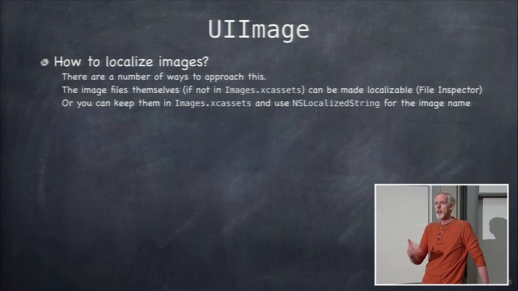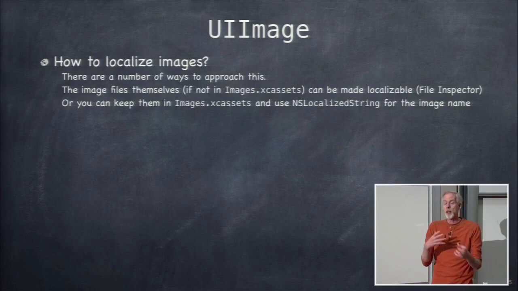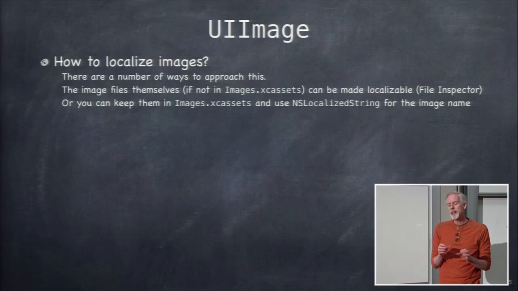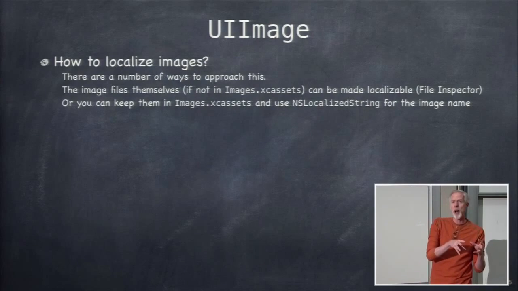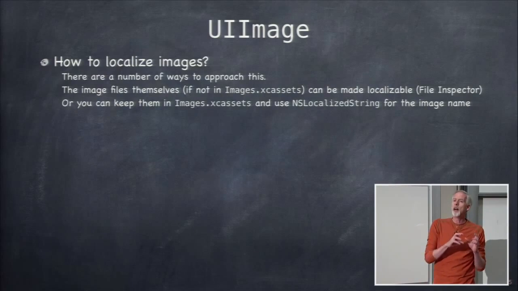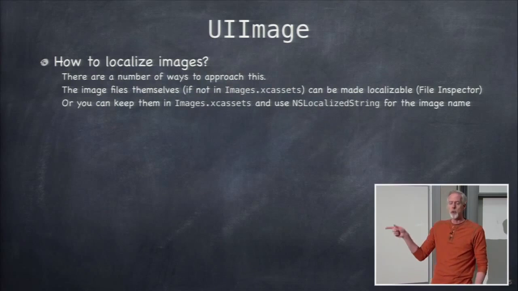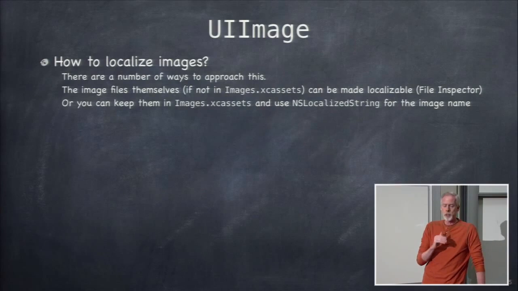UIImage, how about images? Because, you know, some street signs or other things like that might look different in another language. And there's a couple of ways to do that. If you put the JPEGs or the PNGs directly in your project, in other words, you don't put them in the Images.xcassets thing, then actually those can become localizable files. And you just click on them, go to the file inspector and say, make this localizable. And you can have a different version for every language that you want.